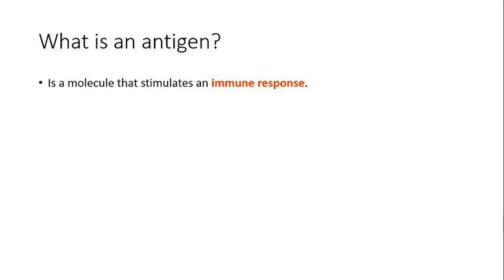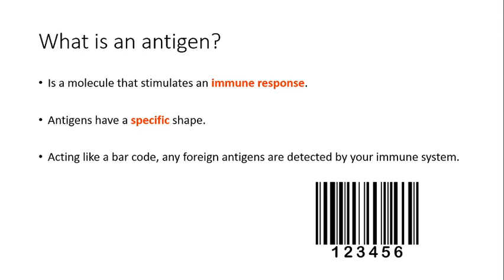So thinking about an antigen, first of all, it's a molecule that stimulates an immune response. So it's a recognition molecule. Often they're glycoproteins that you get on the surface of cells in the body. They've got a very specific shape, and they act a little bit like a barcode. So our body can detect foreign antigens, and then that will generate an immune response.